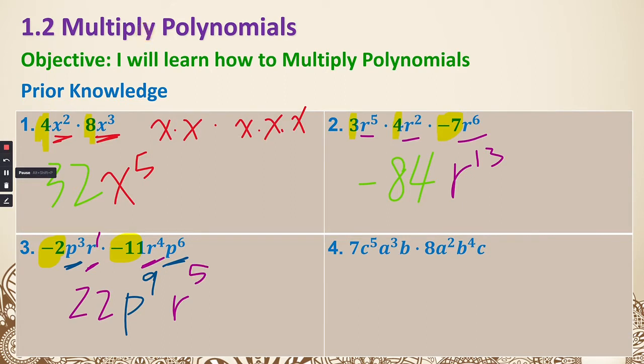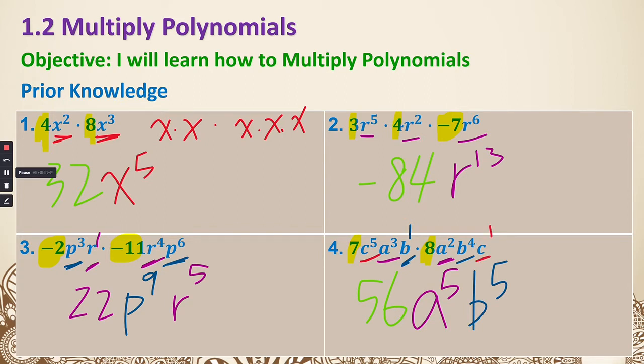Number 4, we see 7 in the front, then 8. They will be multiplied to become 56. And then we have a cubed and a squared. That will become a to the 3 plus 2, 5th power. Then we have the b, which is 1st power, and b to the 4th power. 1 plus 4, that is b to the 5th power. And lastly, we have c to the 5th power, then c, which is just 1, that will become c to the 6th power. That's just a quick review on exponents. When you multiply the same base exponents, you do add them.